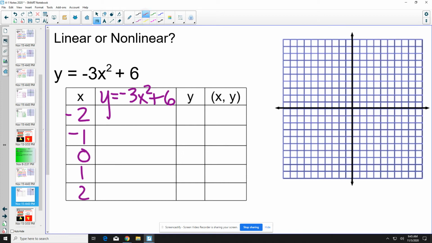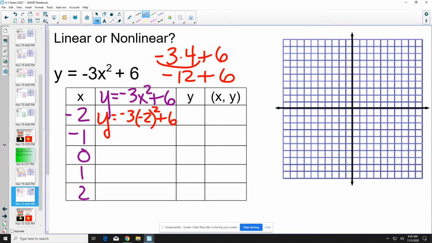All right, do this with me. First, we're going to take y equals negative 3 times a negative 2 to the second plus 6. Notice how I'm putting negative 2 in parentheses. When you put the number in for the variable, you put it in parentheses. Negative 2 to the second means negative 2 times negative 2, which is positive 4. So really what I have is a negative 3 times 4 plus 6. Negative 3 times 4 is negative 12 plus 6.